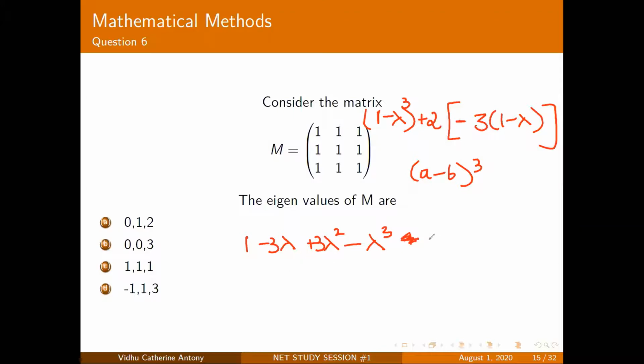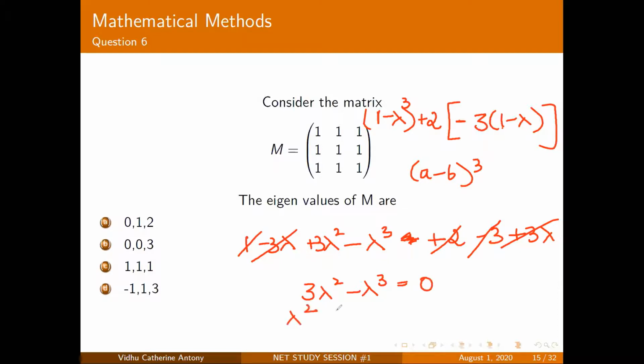So here I have plus 2, okay, minus 3, and then I have a plus 3 lambda, okay. So I've multiplied these inside the bracket. So I cancel this out, okay, because minus 3 and 3 from here. I cancel plus 2 lambda and minus 3 lambda out. So I'm left with these two terms. Now I can pull out lambda square. So I have 3 minus lambda is equal to 0. So 2 of the lambdas that I have are 0, and the other lambda that I have is 3. Okay, so this is your option that you have.